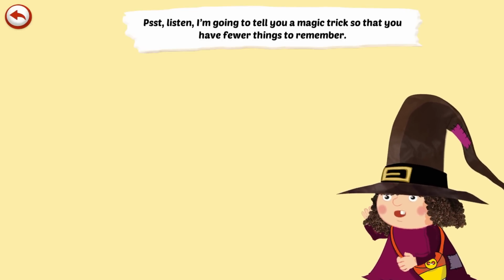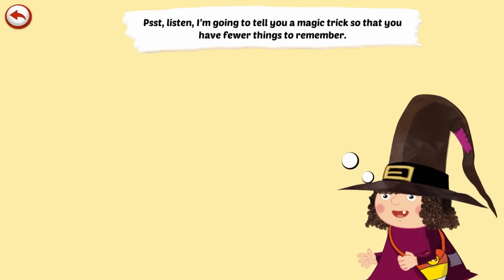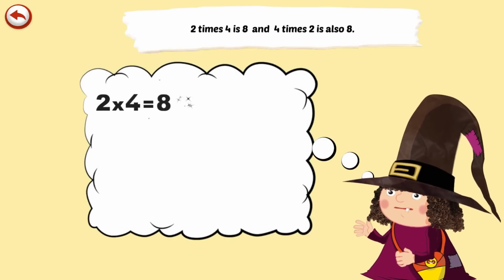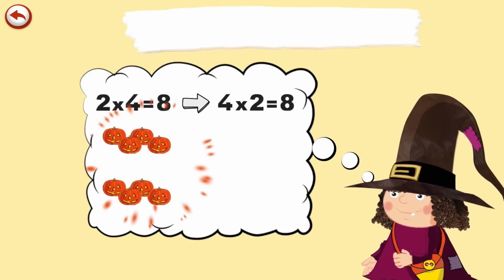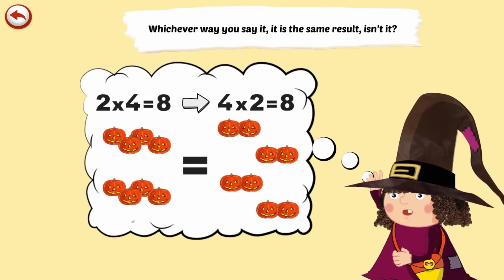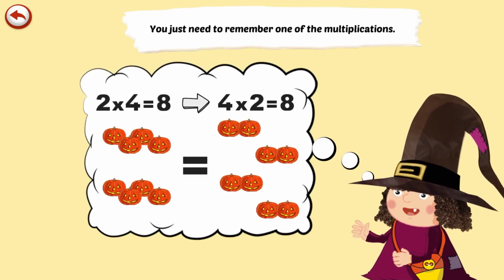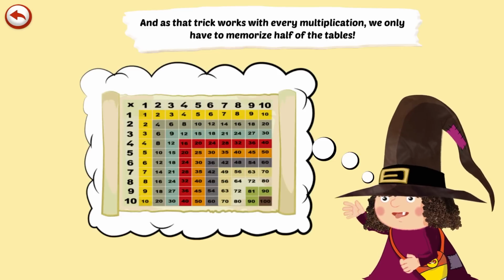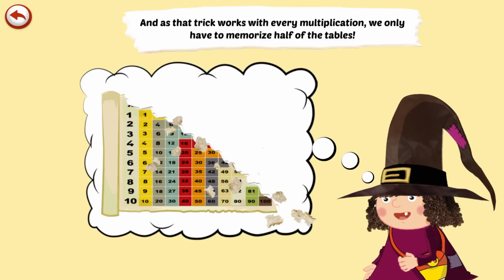Psst, listen, I'm going to tell you a magic trick so that you have fewer things to remember. 2 times 4 is 8, and 4 times 2 is also 8. Whichever way you say it, it is the same result, isn't it? You just need to remember one of the multiplications. And as that trick works with every multiplication, we only have to memorize half of the tables.